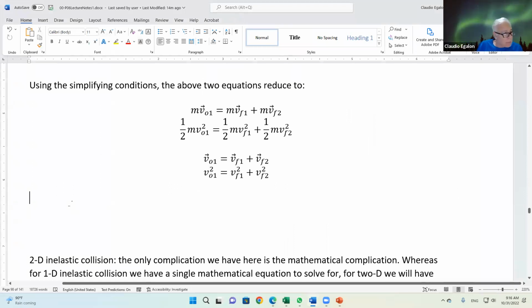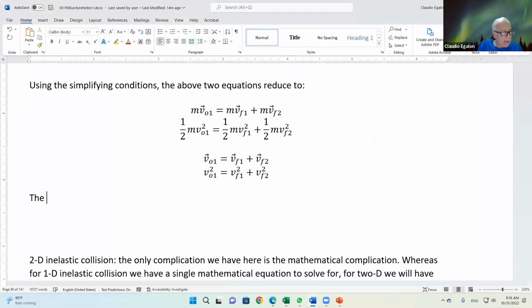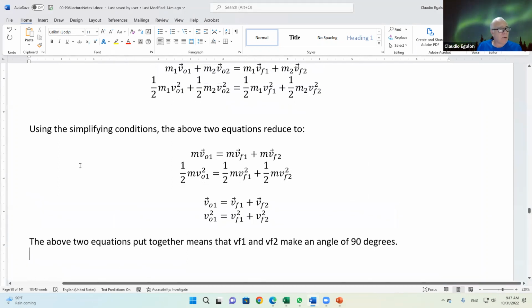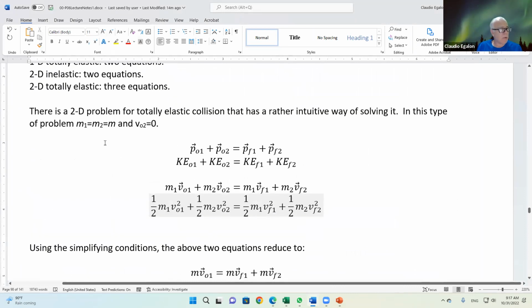Okay, the above two equations put together mean that V final one and V final two make an angle of 90 degrees. But don't forget, this is a special case of totally elastic collision in the two-dimensional space, okay?